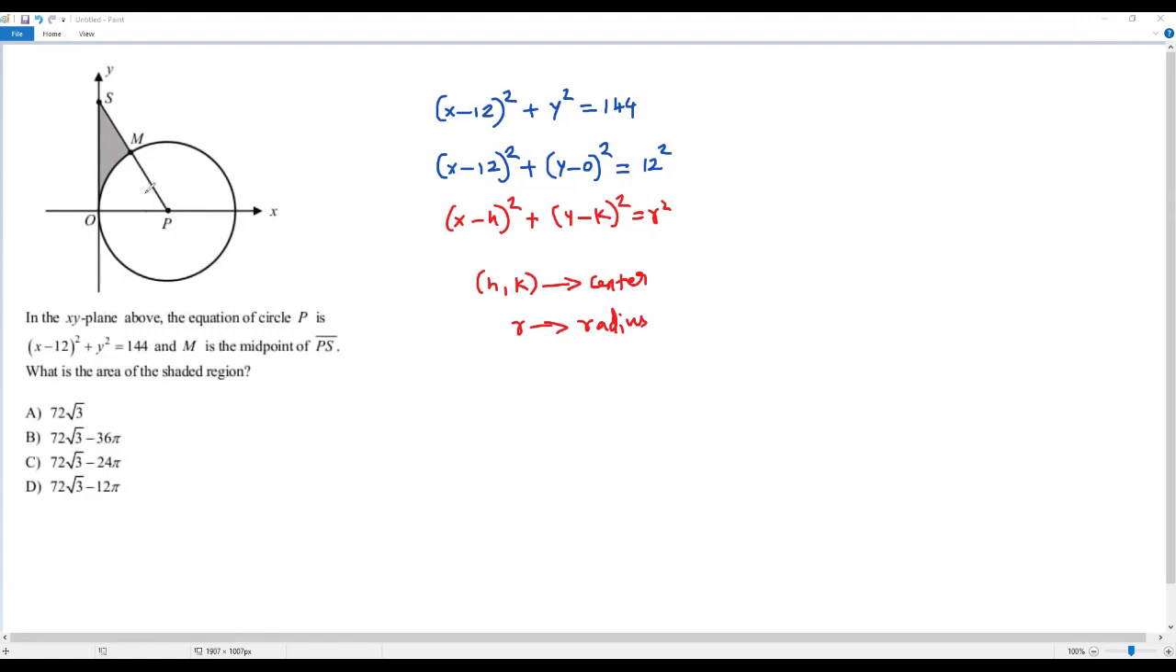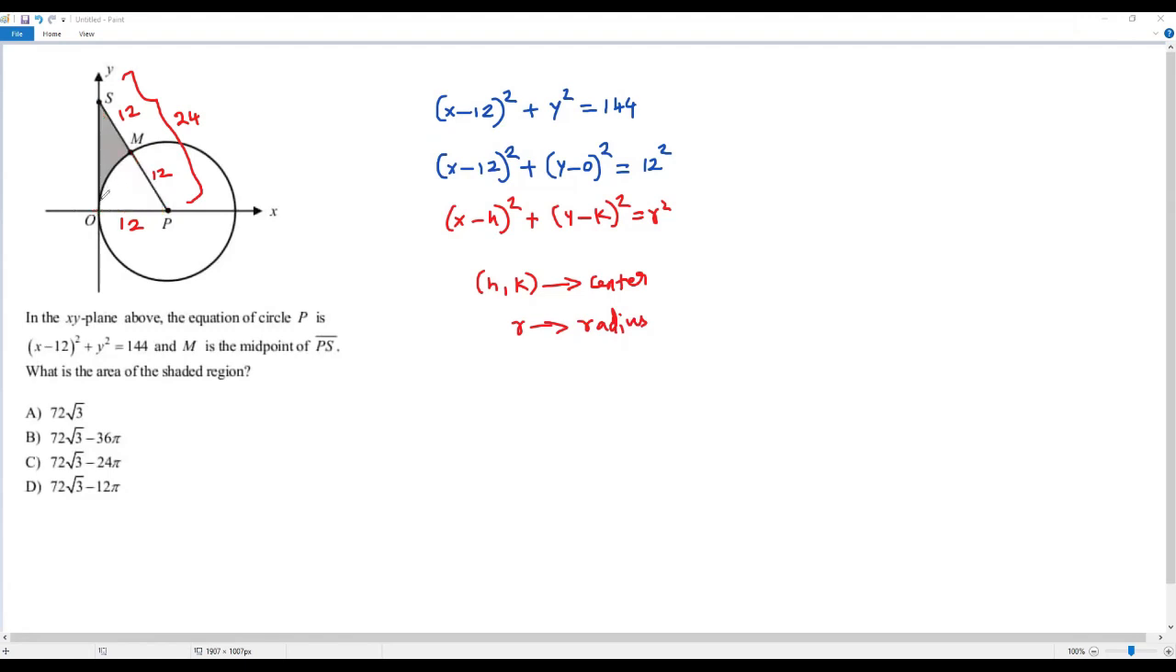Now let me mark this over here. This PM represents the radius of the circle, so the length of this one is 12. And this OP also represents the radius, so its length is also 12. The question says M is the midpoint of PS, so M divides the line segment PS into two equal parts. That is, the length of MP and the length of SM must be equal. Already we have MP as 12, so the same 12 units for SM as well. What is the length of SP? That is 24.